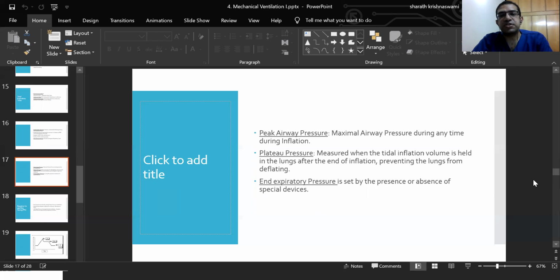The peak airway pressure is the maximum airway pressure at any time during inflation. A plateau pressure is measured when the tidal inflation volume is held in the lungs after the end of inflation, preventing the lungs from deflating. The end expiratory pressure is set by the presence or absence of any special devices.